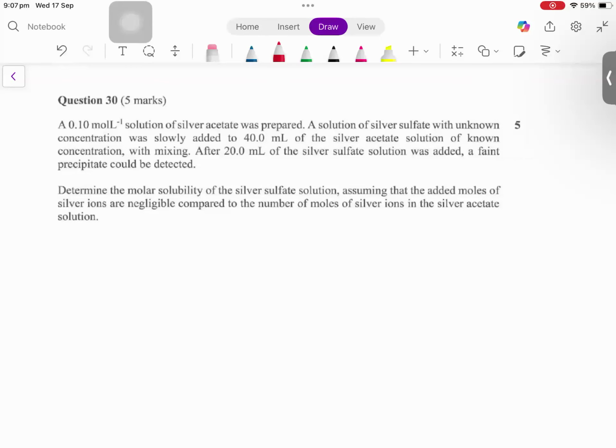This is question 30 of the 2025 HSC chemistry trial paper from CSSA that you guys requested. Let's have a read of it. A 0.10 molar solution of silver acetate was prepared.